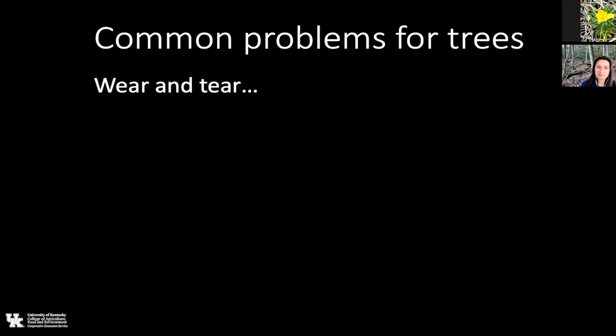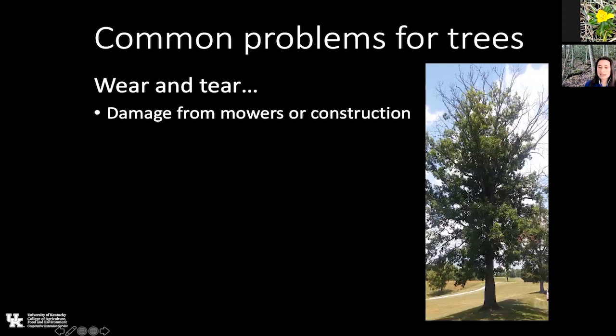So another common problem that I see for trees in the landscape setting is wear and tear over time. So this might be, in the case of this photo here, damage from mowers and construction. This was an email I received a while back from someone who is managing this area and was wondering, you know, why are all these trees dying? And you can see that they've got the branch tips on the edges that are dying, and it's kind of dying from the outside in, which to me is always a red flag for some kind of stress in that tree. Not necessarily one thing that's killing it, but some stress.